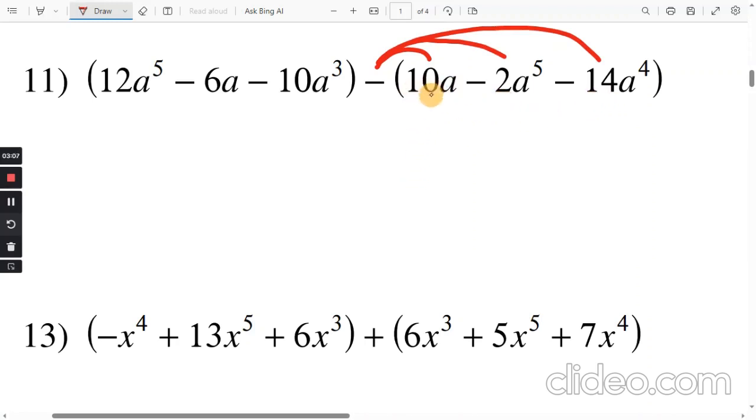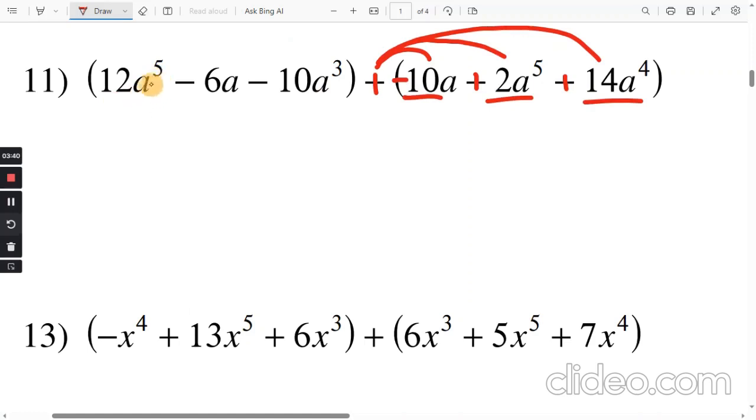So this is positive 10a, but distributing the negative, it's now negative 10a. This negative sign becomes positive, and this negative sign becomes positive. Okay, so I noticed I changed all 3 plus minus signs when I distributed this negative. And now you can make this plus if you want, but it doesn't matter. Okay, we're just going to take these 3 terms, 1, 2, 3, including the plus minus sign, and line them up vertically with the like terms.